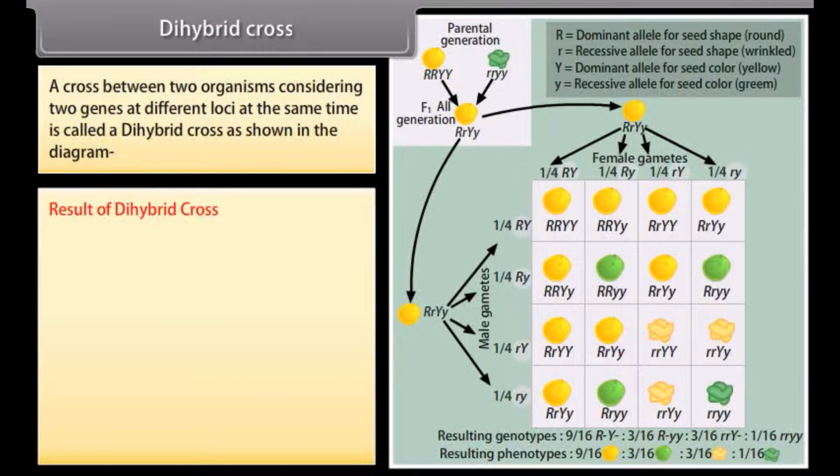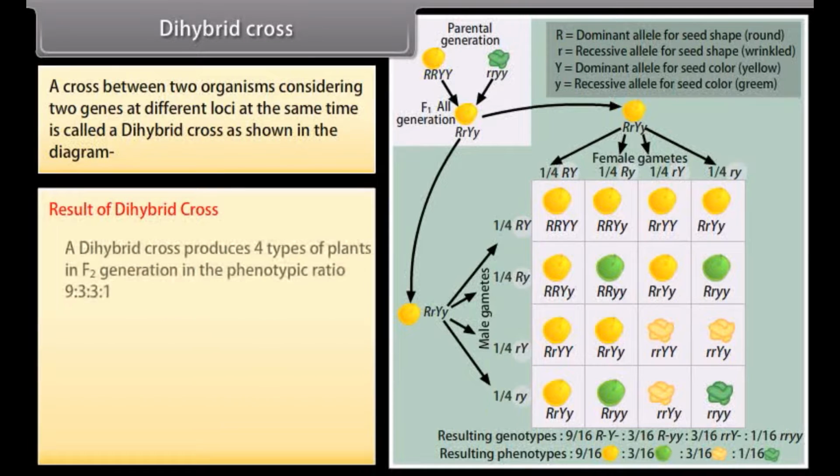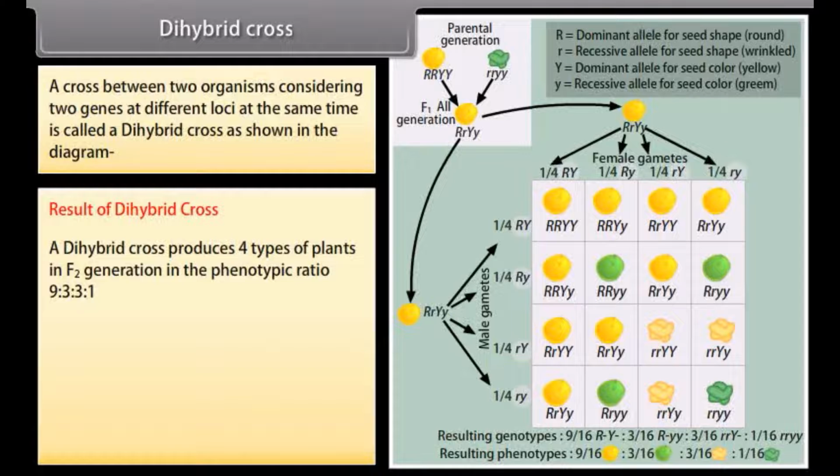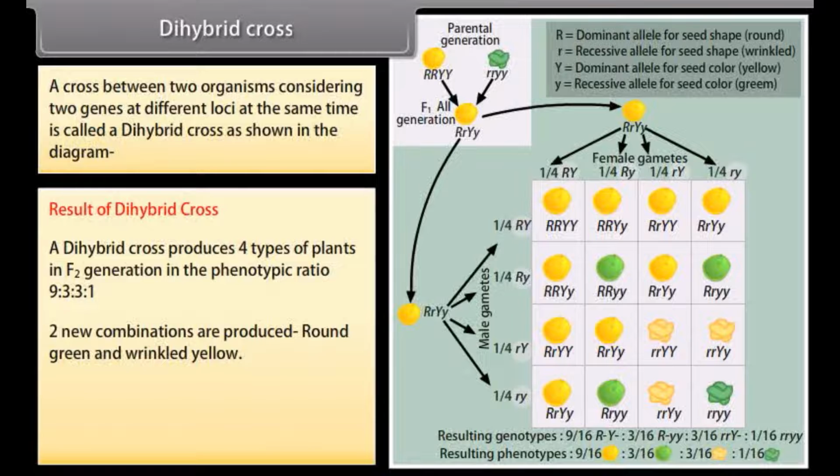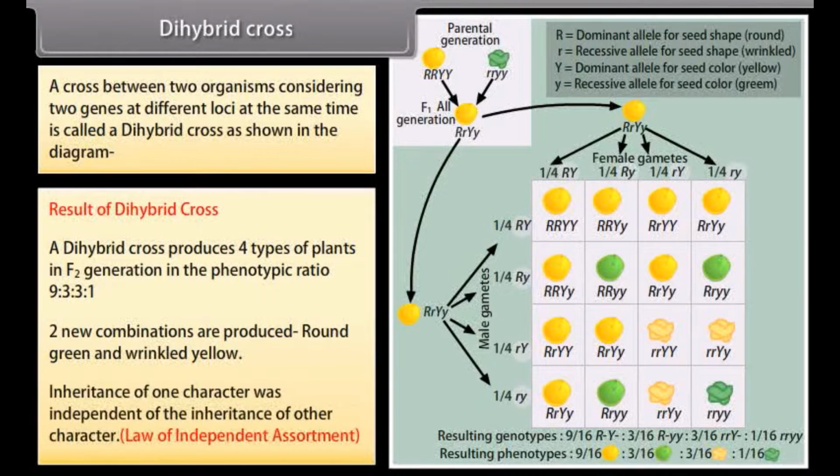Result of dihybrid cross. A dihybrid cross produces 4 types of plants in F2 generation in the phenotypic ratio 9:3:3:1. 2 new combinations are produced, round green and wrinkled yellow. Inheritance of one character was independent of the inheritance of other character. Law of independent assortment.